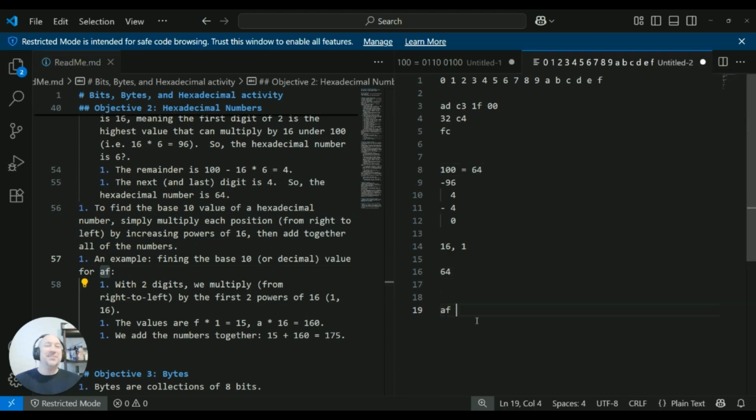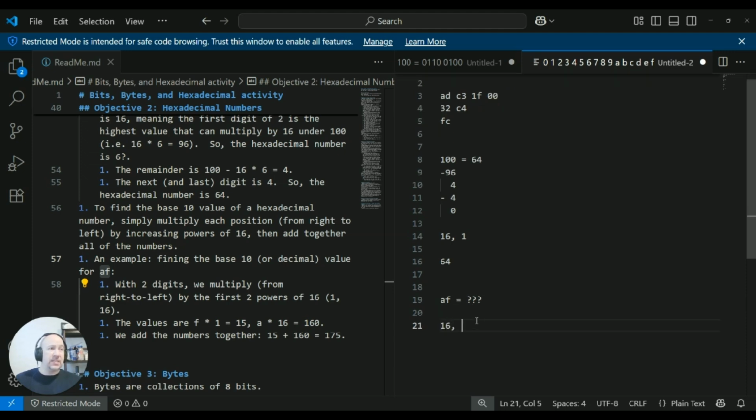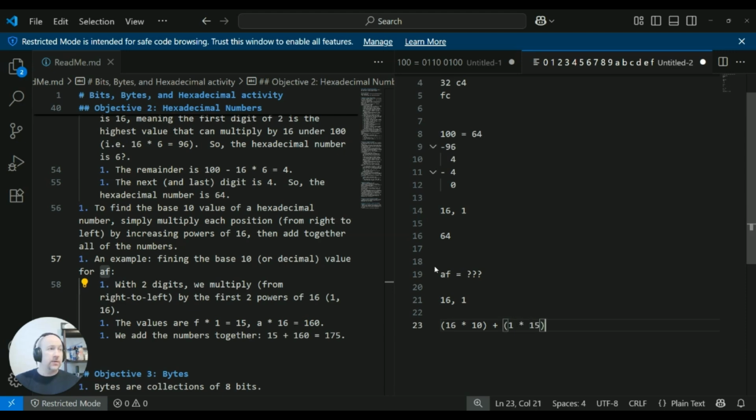Yes, that is a number. So AF is what in decimal? Again, we've got the 16's place and the 1's place. So we're going to say 16's place times the value of A, which is 10. We're going to add to that the 1's place times the value of F, which is 15.